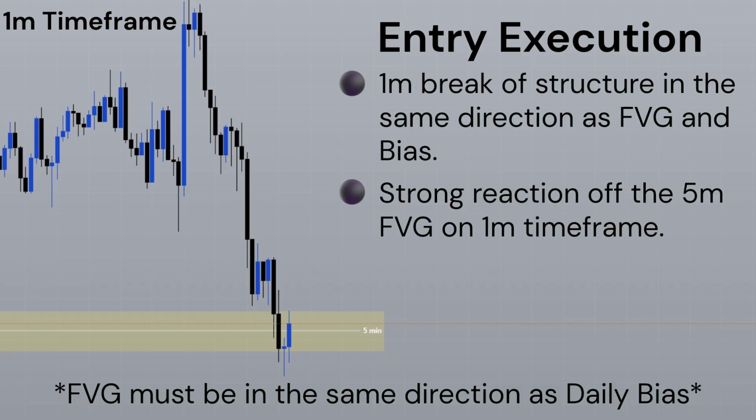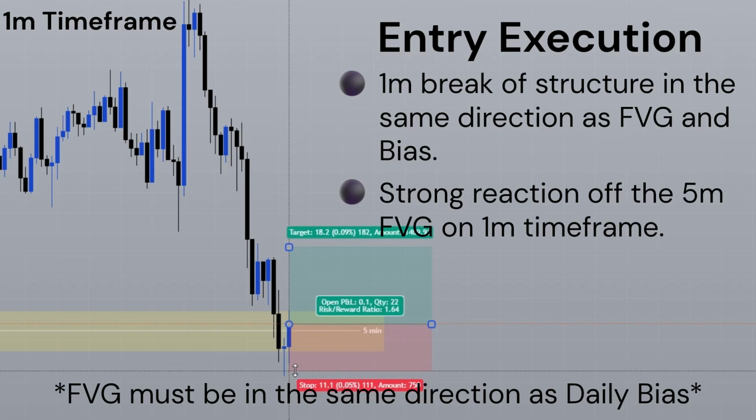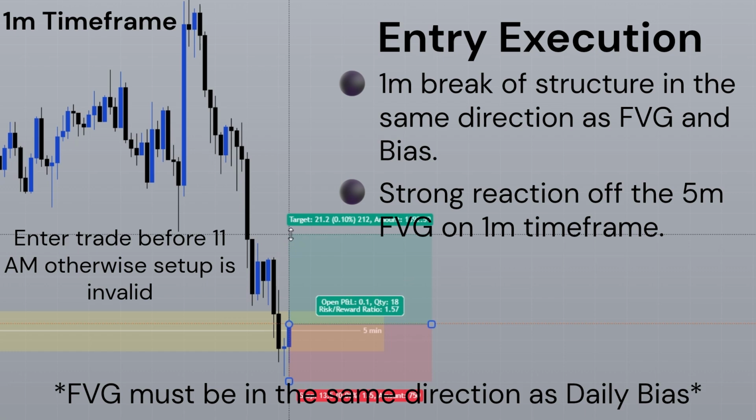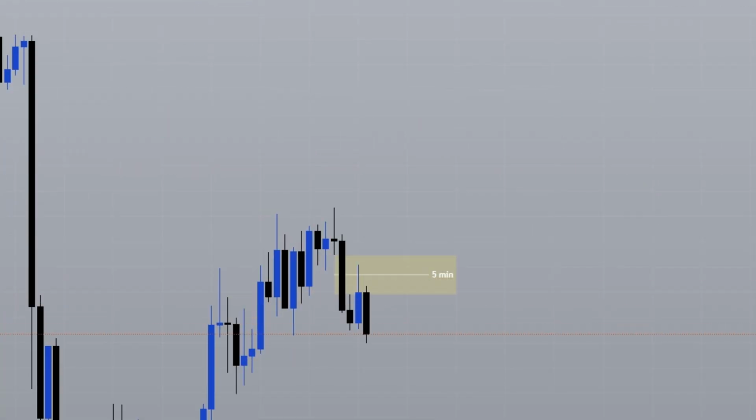Price would have to show more volatility than it has normally all day, and you need to be quick for this one. If you miss the entry and it messes up your risk to reward ratio, just find another trade. You must enter this setup before 11 a.m. If price draws into the 5-minute fair value gap and does not break structure bullish or show a strong reaction, don't enter. A 5-minute invalidation of the gap also ends this setup.